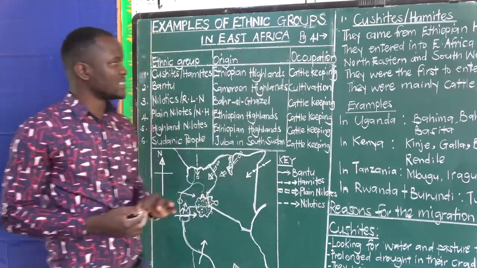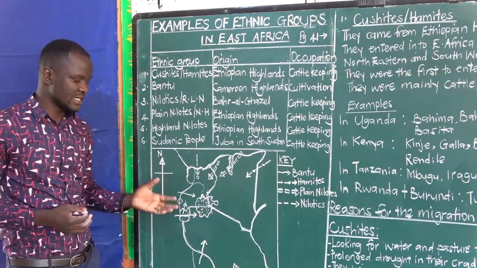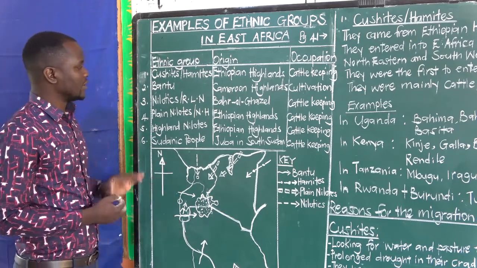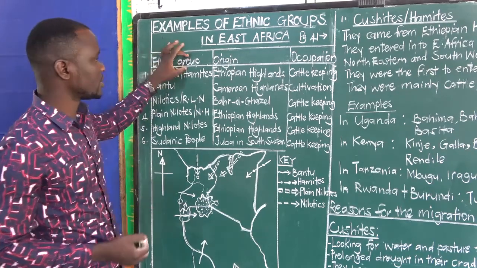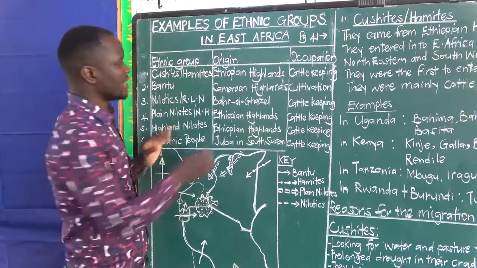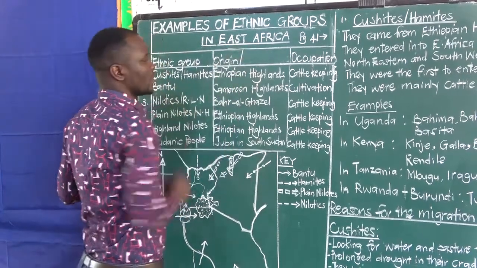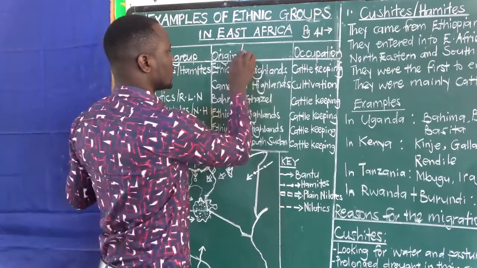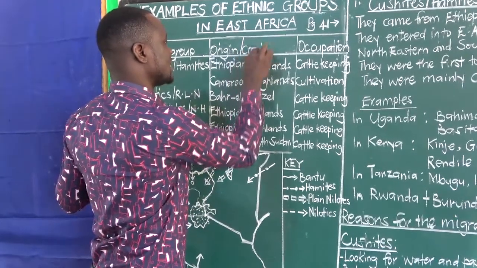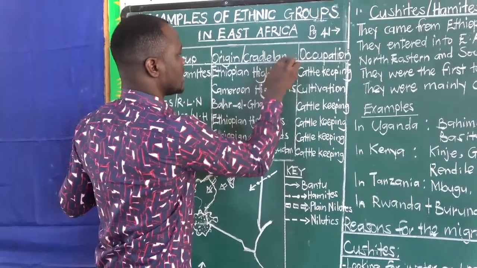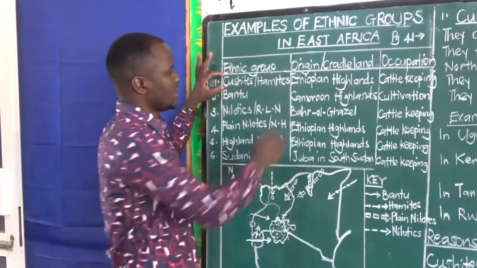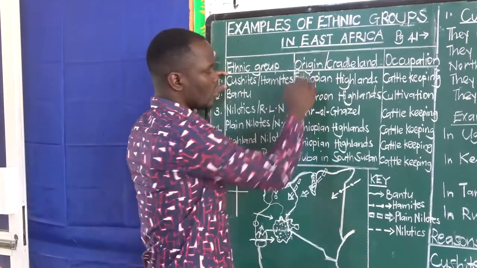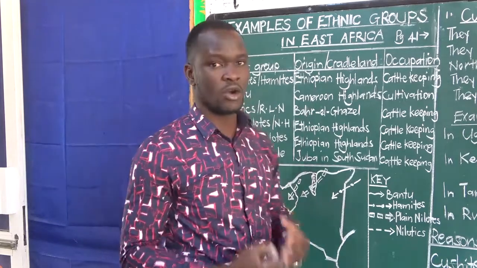Now, like I've always said, we are mainly looking at East Africa, and here we are beginning with our table, which gives us the ethnic group and the origin. Remember, this origin in the previous lesson, we also called the cradle land. So if one does not use origin, one can use cradle land. You can be asked, which was the cradle land of the Cushites? So you need to note that by cradle land, we mean the origin, or sometimes we can call it the homeland.